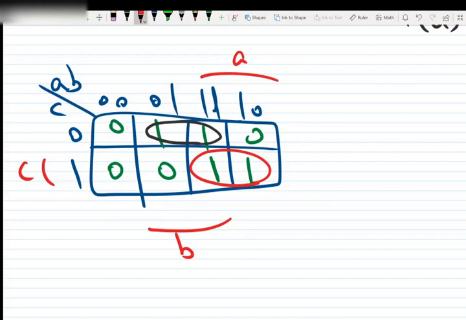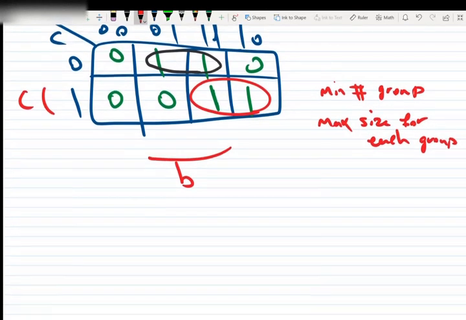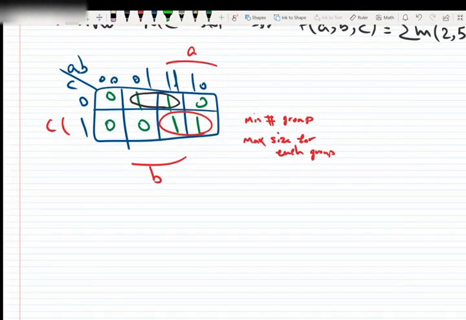Okay, minimum number of groups. Each group, the maximum number of terms. So minimum number of groups, maximum size for each group. Okay, so now that we reached this point, we can write the function. The function is for the black one, for the black group.